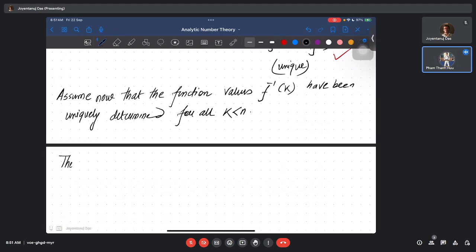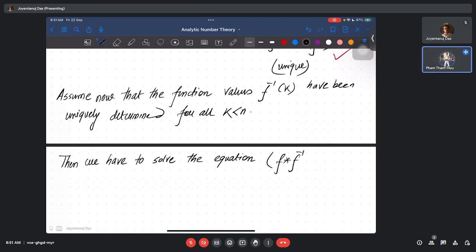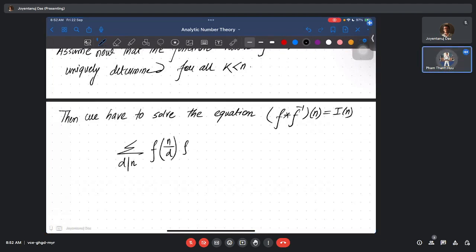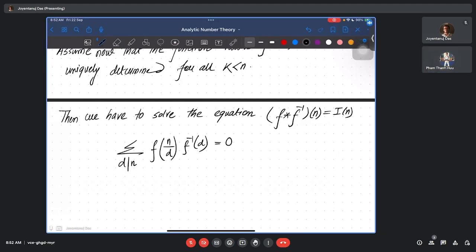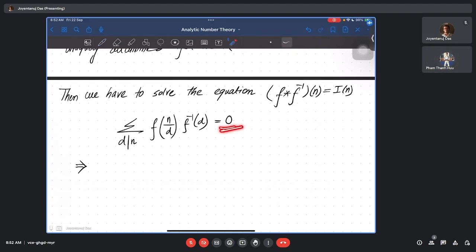So then we solve the equation. Right? So then what is happening? I open it using the definition. So this is nothing but the sum over d dividing n of f of n by d times f inverse of d, which we can use by the commutative property. So that is equal to 0, right? Because n is greater than 1, so I of n is 0. So the right hand side will be 0, because I of n is 0.